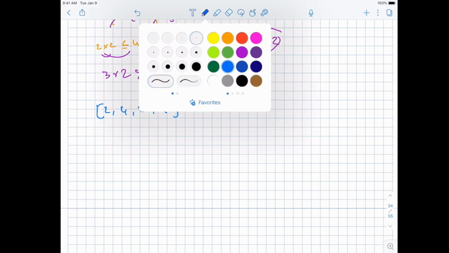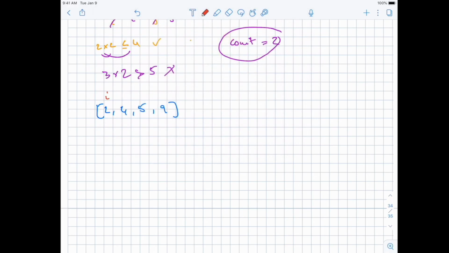So again here, I start here and j start here. 2 multiplied by 2 smaller than 5, right? Because it's 4. So our count here is going to be equal to 2. We advance our I, and j, since it's marked, we go here. Now we have 4 multiplied by 2, which is 8, it's smaller than 9. So our count is 4, and this is the answer.